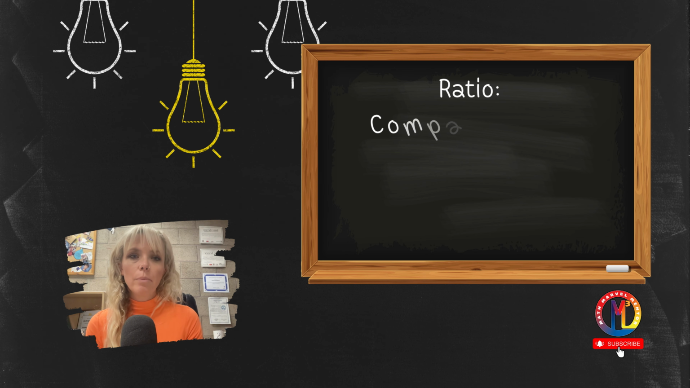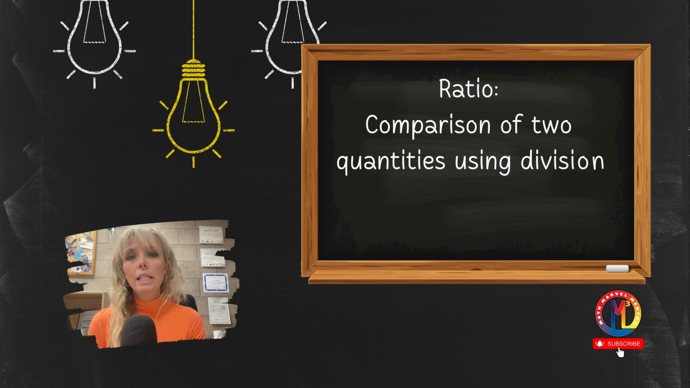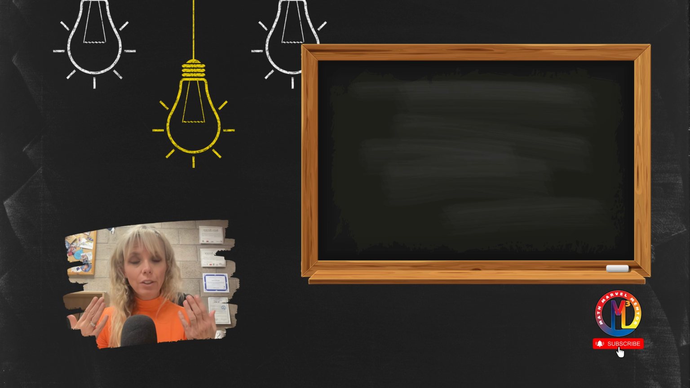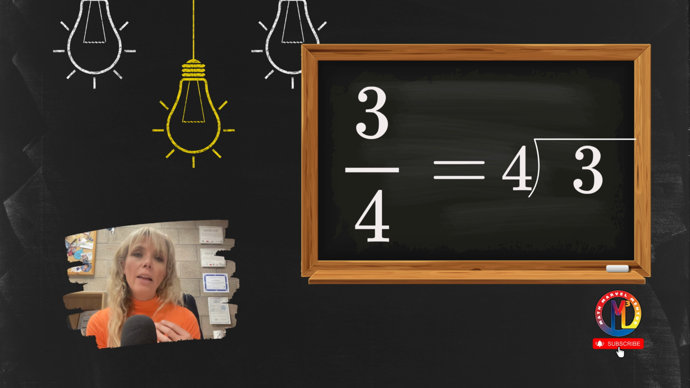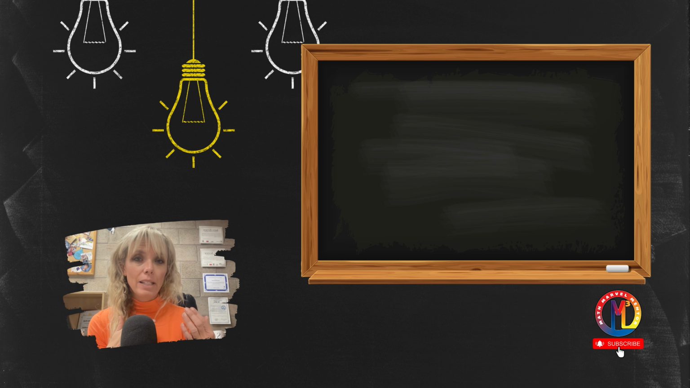A ratio is a comparison of two quantities, but we use division, or you can write it in fraction form. And we want to think about that because that's what we're going to connect to when we start with a fraction or a ratio and then rewrite it or convert it into a decimal. It's that division piece that's involved.